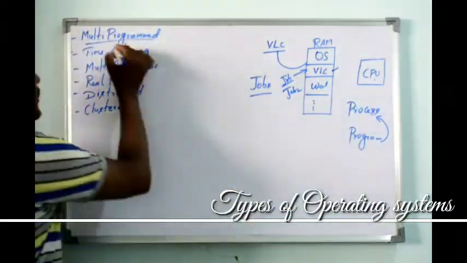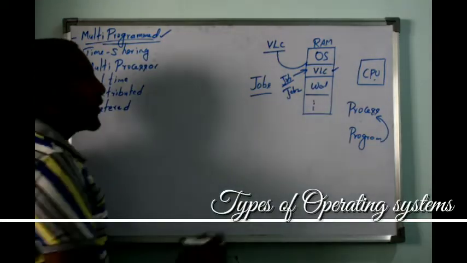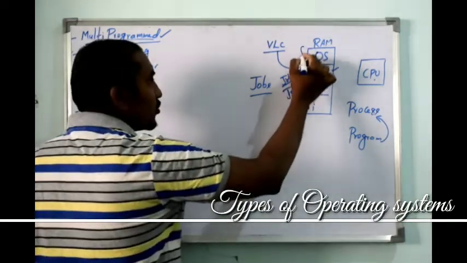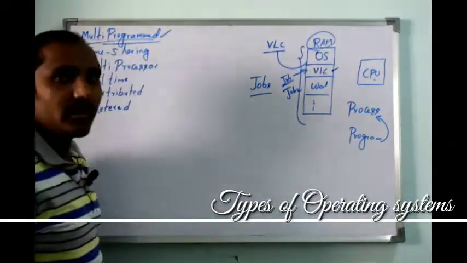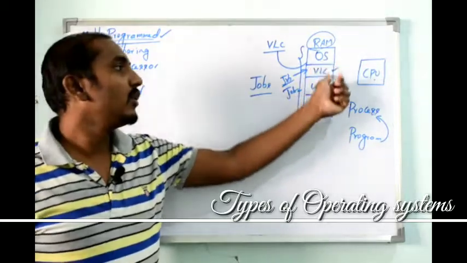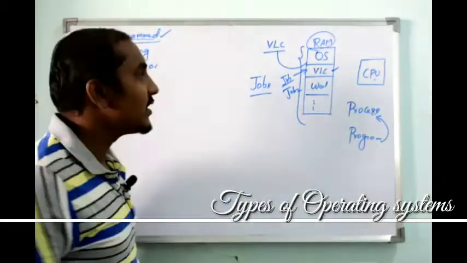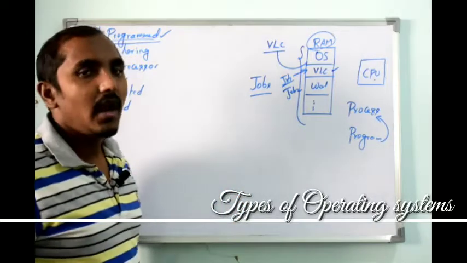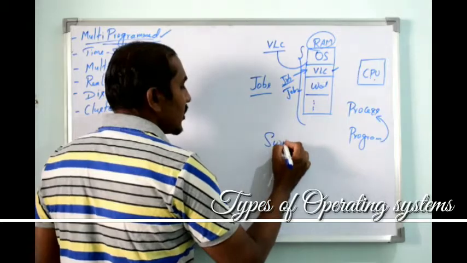Now, when you consider a multi-programmed operating system, in the sense, this operating system supports loading more than one program onto the RAM, and your CPU will execute each and every program. How is it going to execute? It is going to execute by the concept called switching.